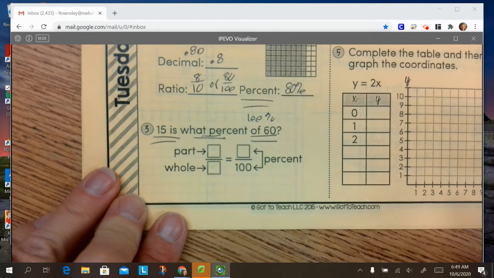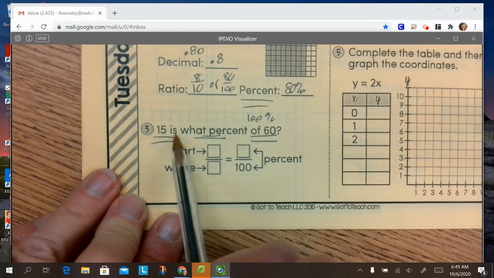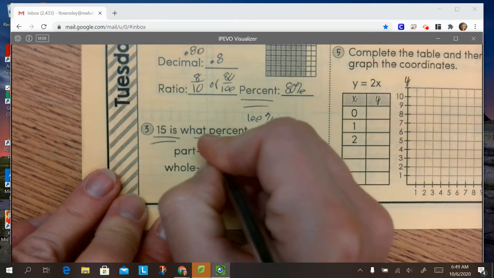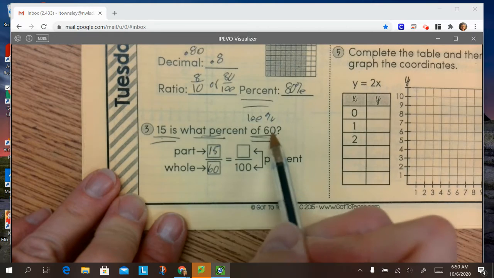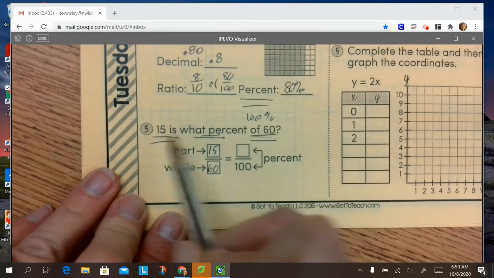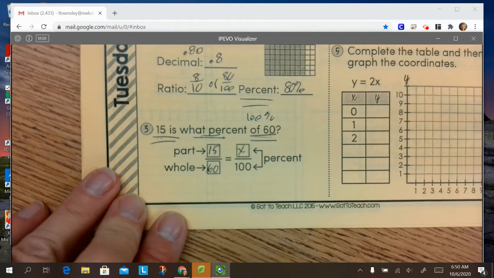All right, the next one says 15 is what percent of 60? So let's start filling in where these need to go. 15 is your part, and 60 is your whole. So I have 15 of 60. The percent is what we don't know.